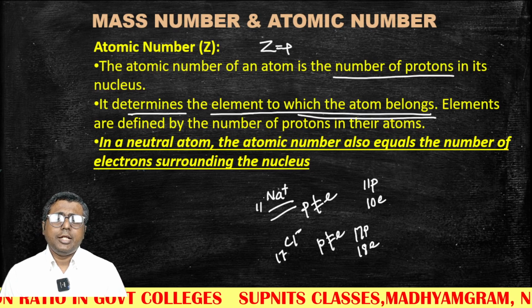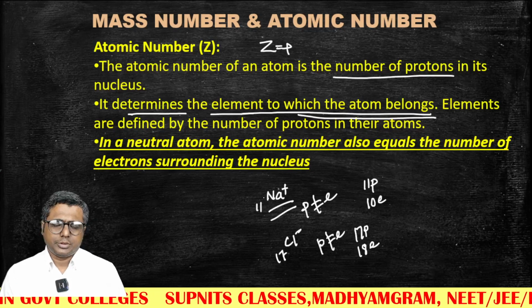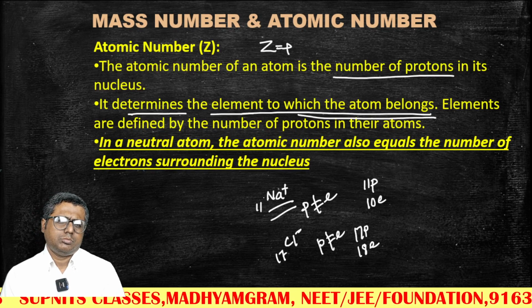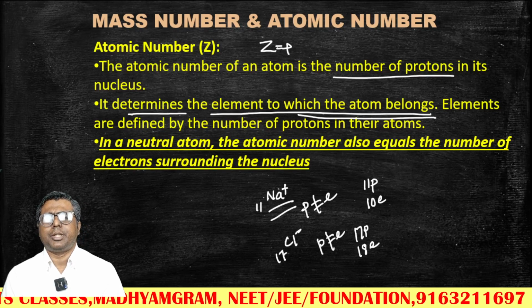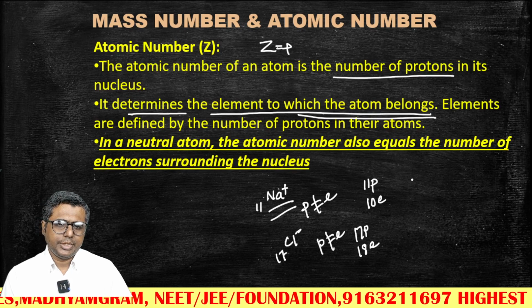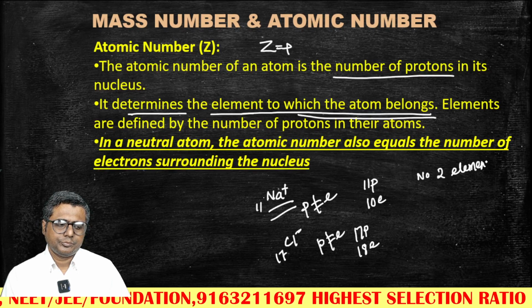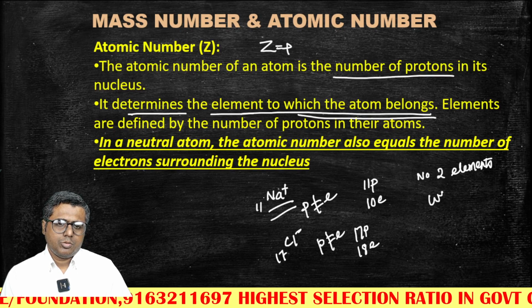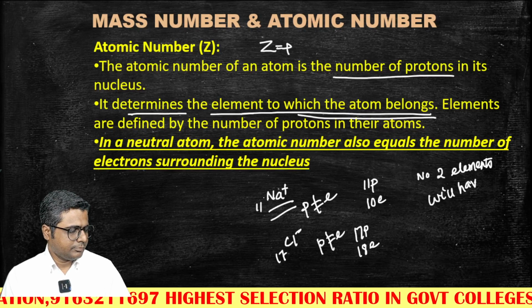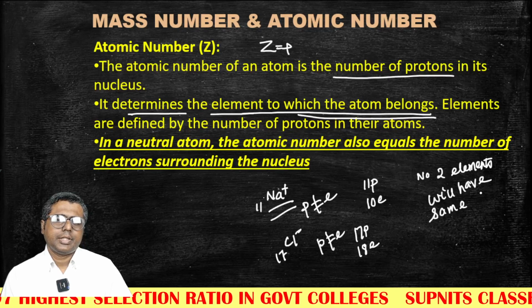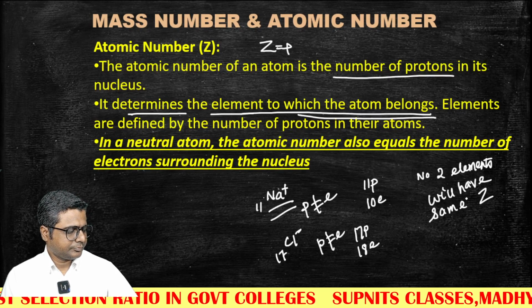Elements are defined by the number of protons in their atoms. Yes, correct. Because the number of protons will be the atomic number, and no two elements will have the same atomic number. This is important. You should write this down: no two elements will have the same Z.